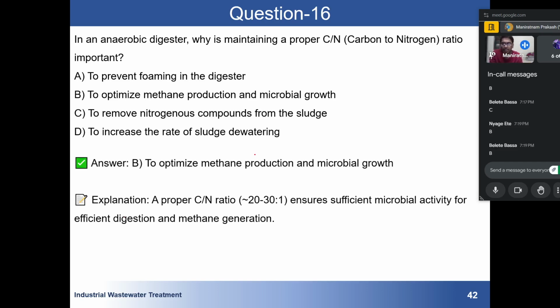Generally a ratio of 20 to 30 is to 1, like carbon should always be higher, to ensure sufficient microbial activity for efficient digestion and methane generation. We know that bacteria need carbon as a food source, so it should be in sufficient amount so that all the bacteria can survive and proper digestion can occur.